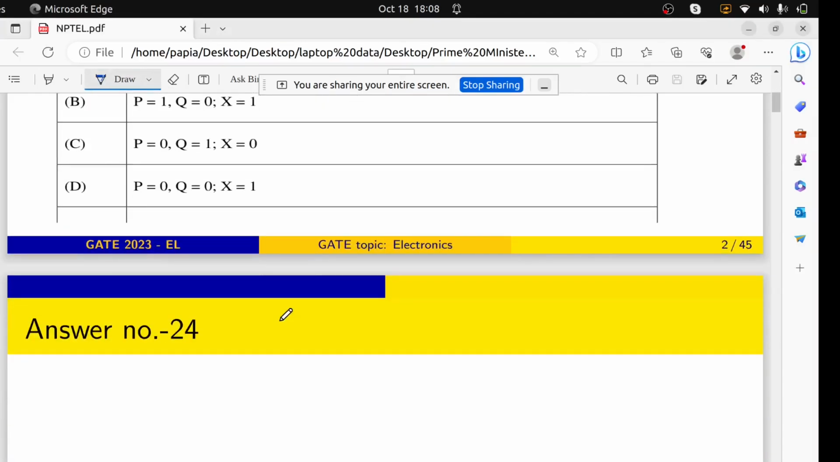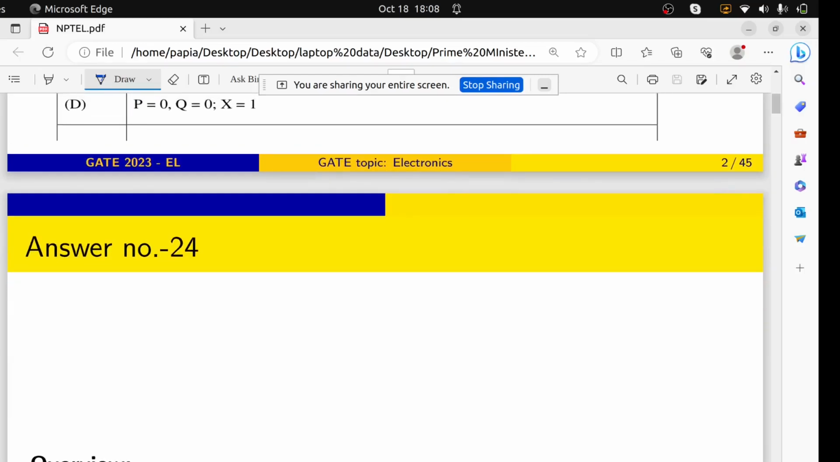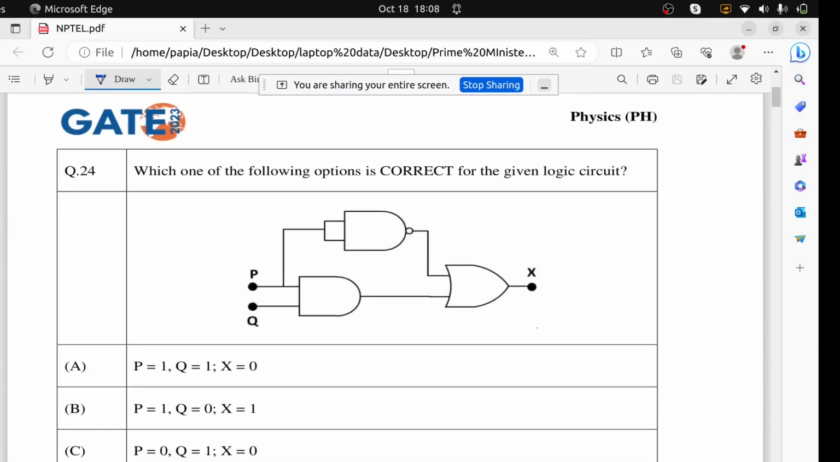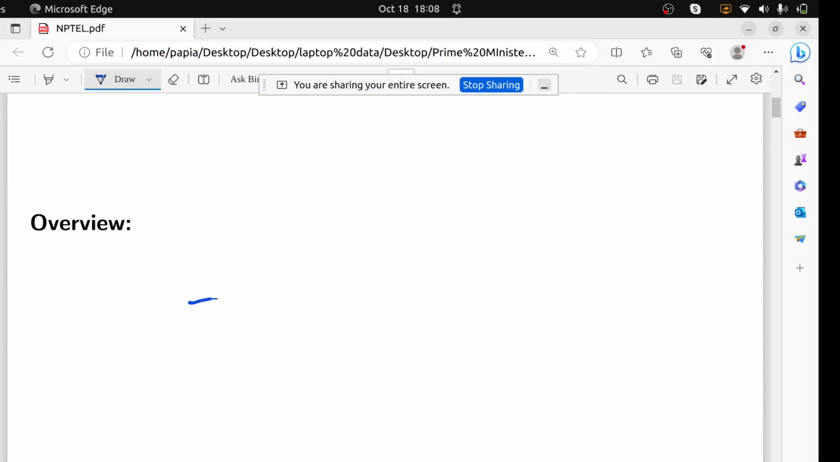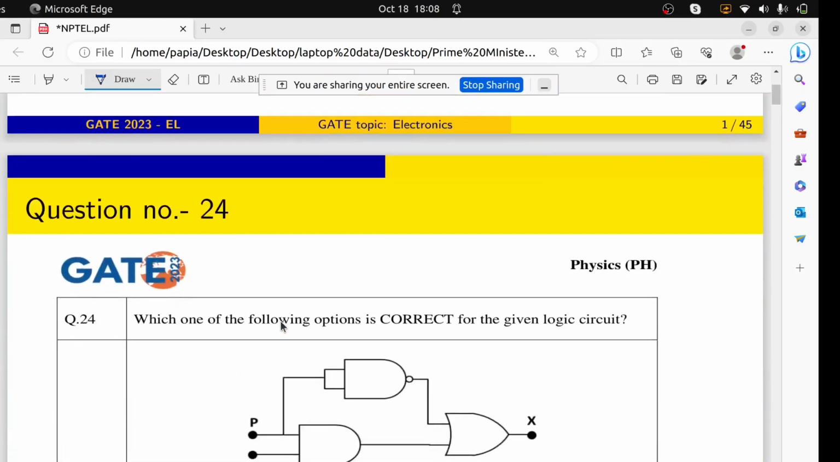Okay, so first of all I am just going to draw the circuit whatever is given here. So there is P, Q, then there is one AND gate. We just have to think a little bit. It's a very simple question. So what will we think? We will think about the gate properties. What is the Boolean algebra? What are the logic gate properties for these gates? So this is AND gate, right? This is NAND gate. This is OR gate.